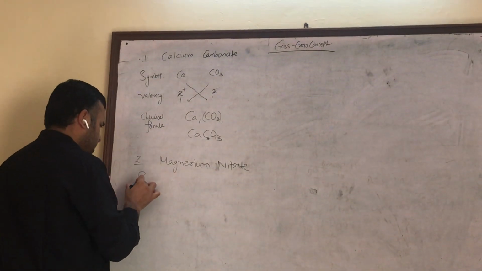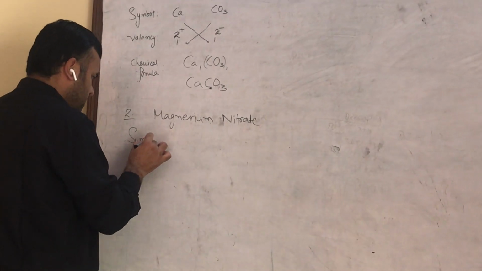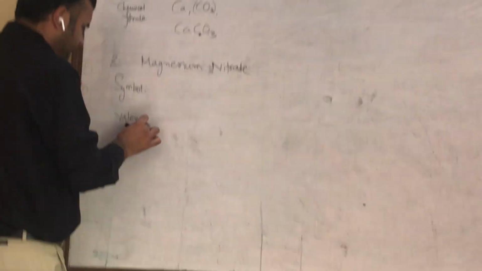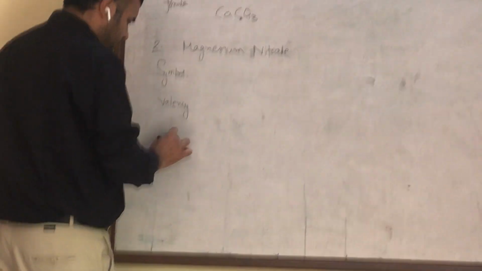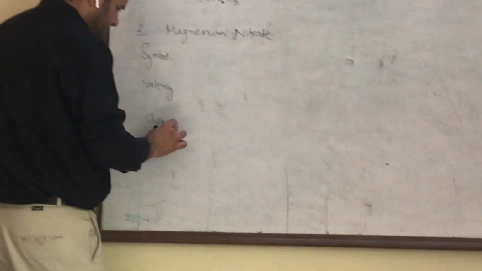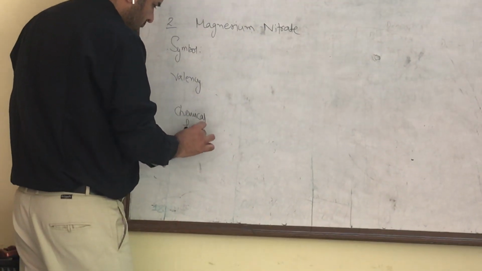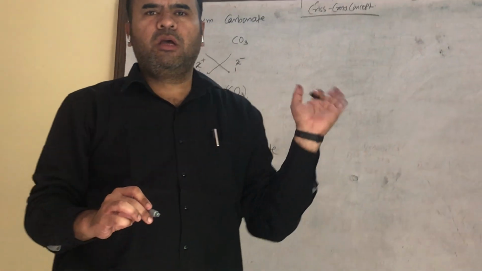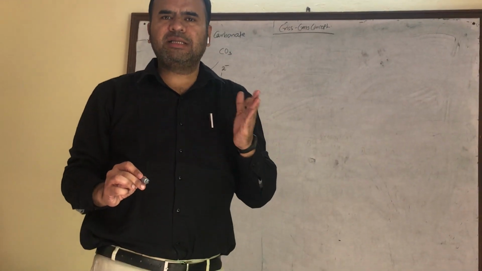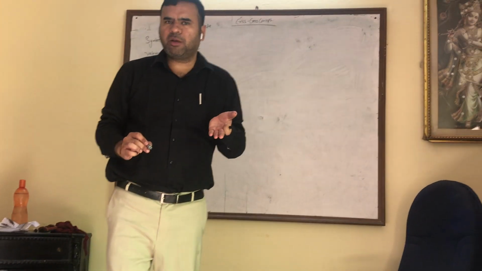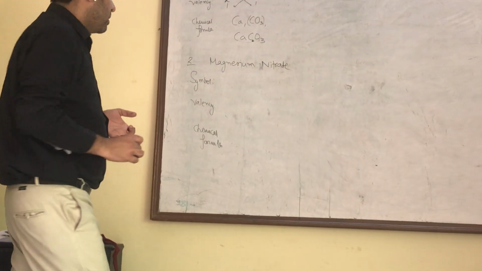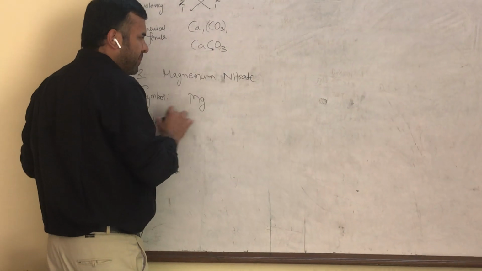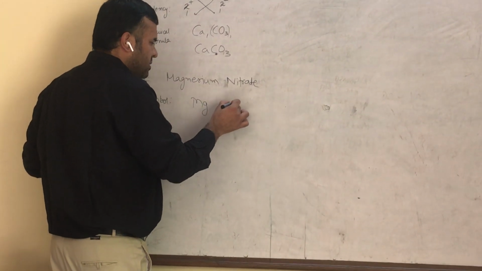Please keep in mind this will be the same: symbol, valency. The previous two tables which we have drawn are from Lakhmir Singh. You can see different valencies and valencies of radicals from Lakhmir Singh and NCERT in both the tables. Okay, magnesium. The symbol of magnesium is Mg, capital M, small g, according to Berzelius.